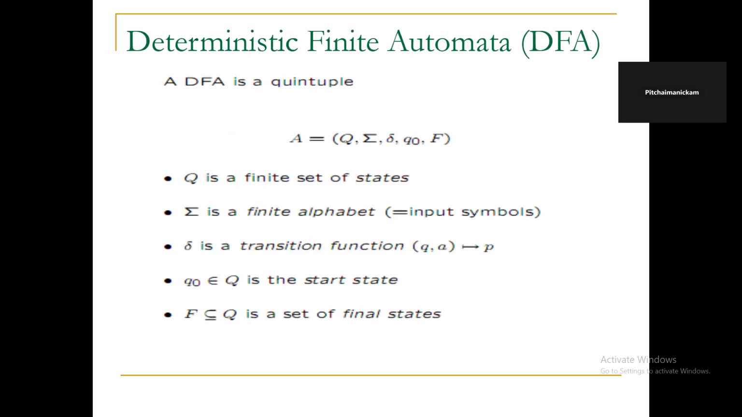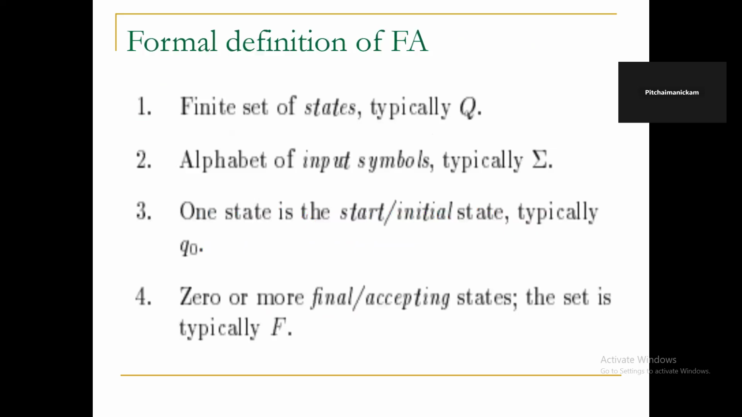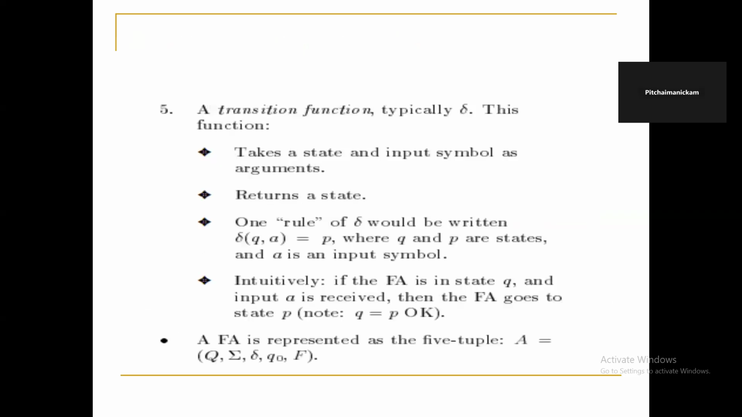The DFA consists of five tuples, A is equal to (Q, Σ, δ, q0, F), where capital Q is a finite set of states, Σ is a finite alphabet, and δ is the transition function or the mapping function. Here q0 is the initial state and F is the final state. In the formal definition, Q represents the finite set of states, Σ is a finite set of input alphabets, q0 is the initial or start state, and F is the final state.